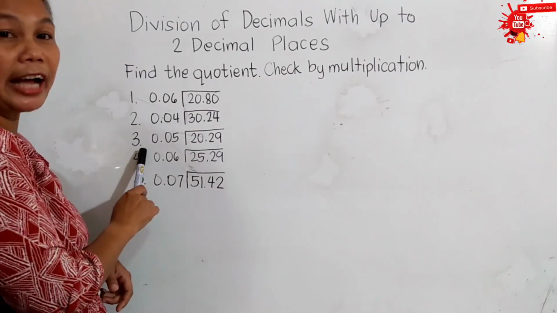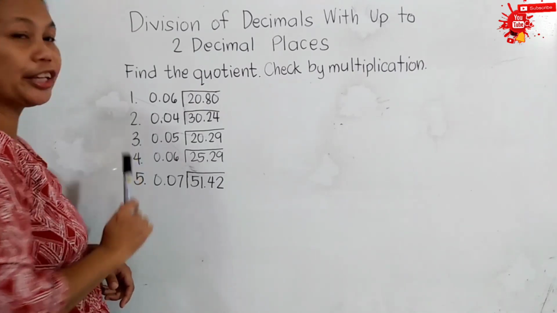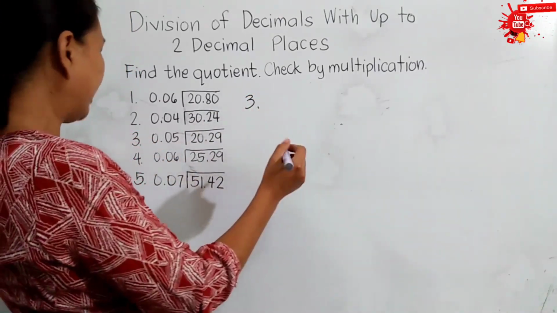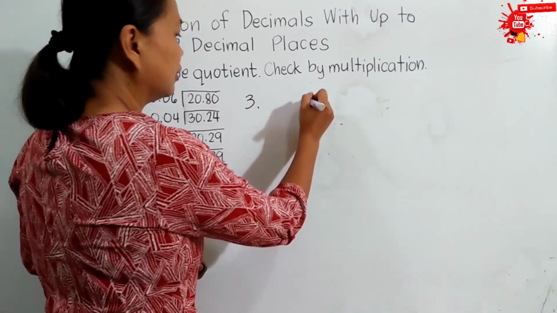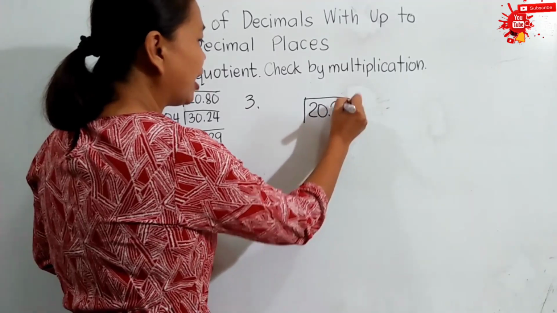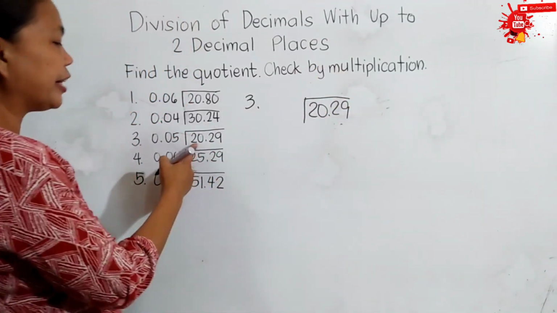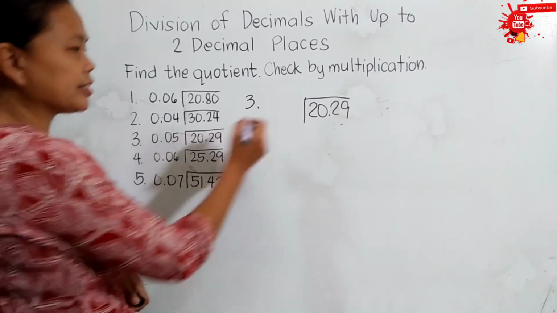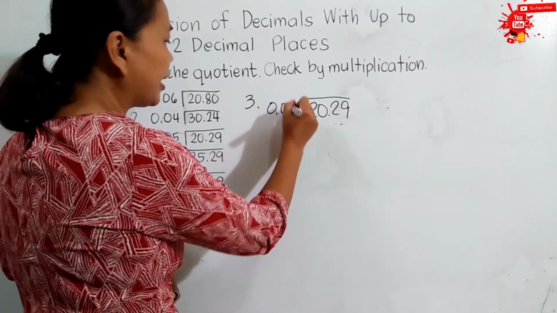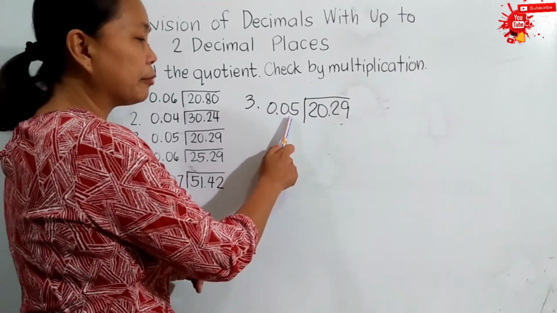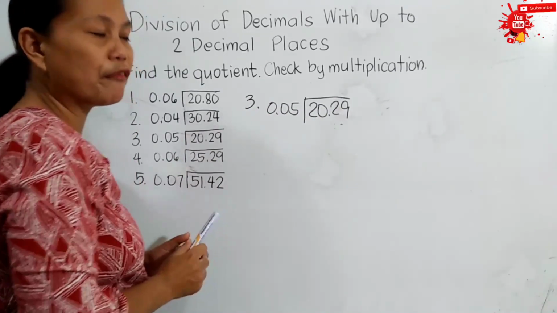Okay, mag-discuss naman tayo ng question number 3. So, we have here number 3. So, we are given here 20 and 29 hundredths divided by 5 hundredths. Or 20.29 divided by 0.05.